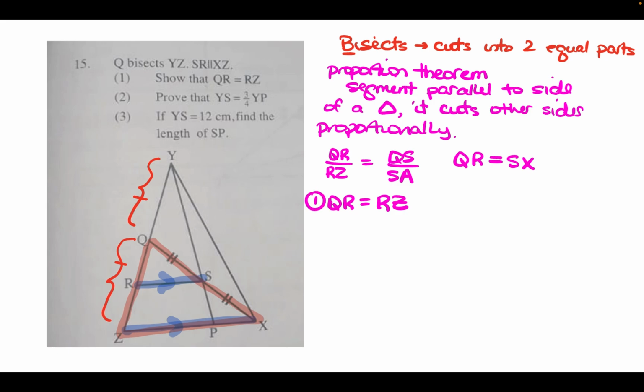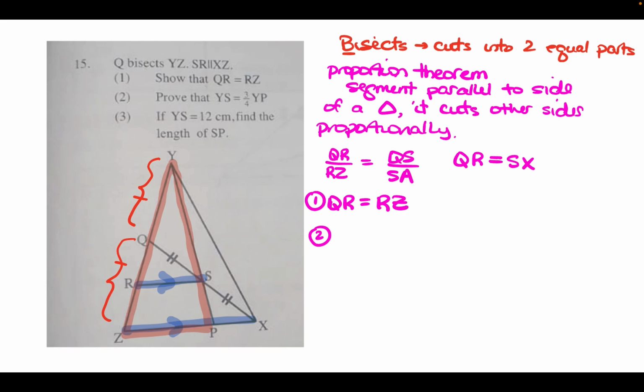So because RS is parallel to QZ, we know that the segments of QX and QZ are in proportion. Second one, prove that YS is 3/4 of YP. Well, I think if we consider a different triangle now that contains YP, that might be helpful.